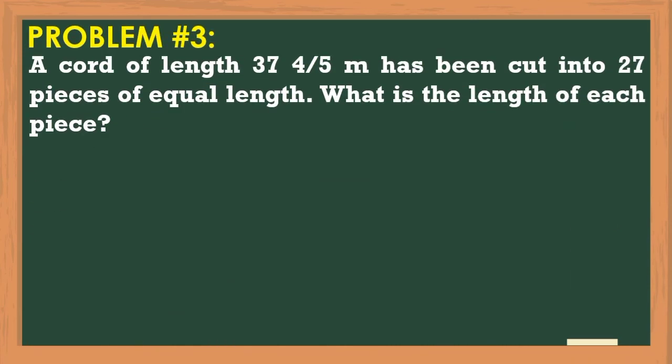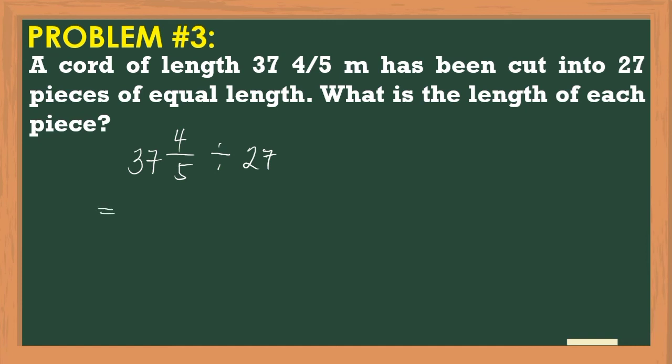A cord of length 37 and 4/5 has been cut into 27 pieces of equal length. What is the length of each piece? Okay, so yung cord po na 37 and 4/5, hinati siya into 27 pieces of equal length. So, hinati. It means, ang operation po natin dito is division. So, ang 37 and 4/5 divided by 27. Again, we cannot divide mixed numbers unless we change them into improper fractions.